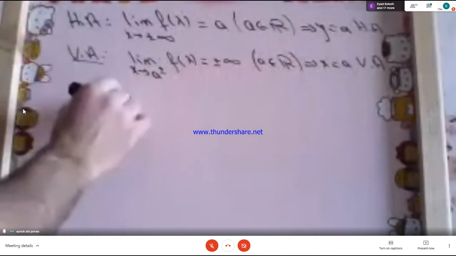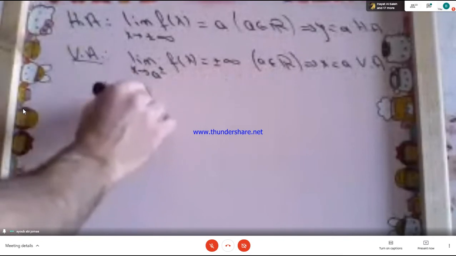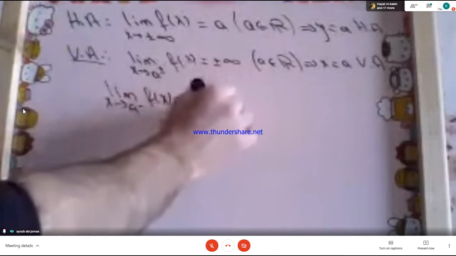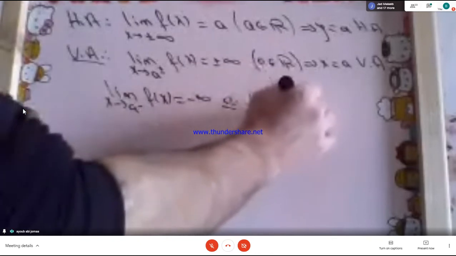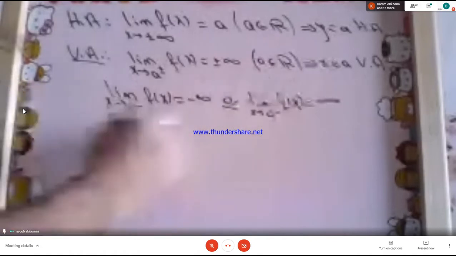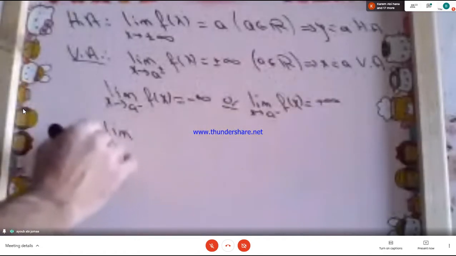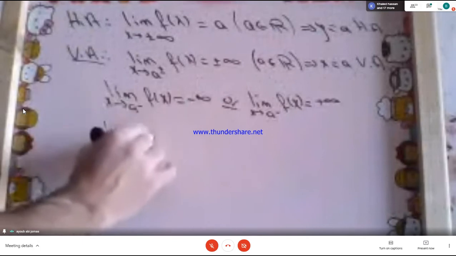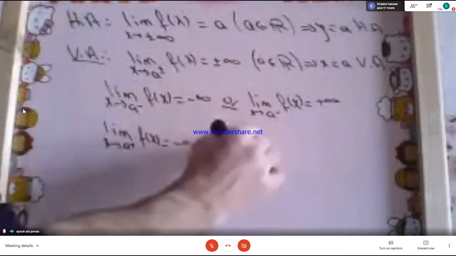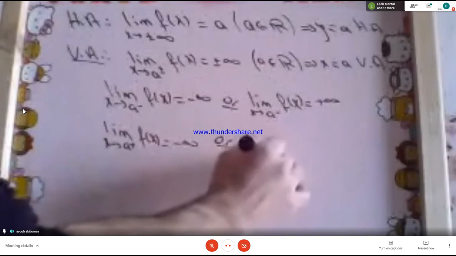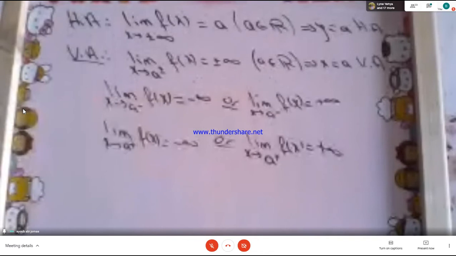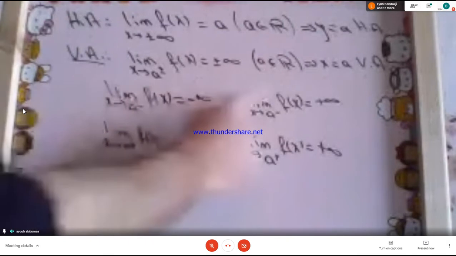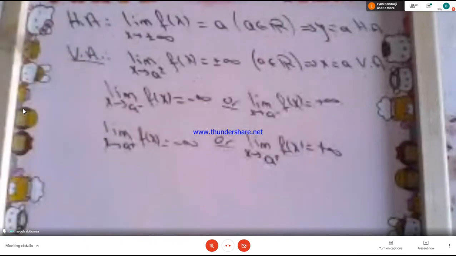If the limit as x approaches a minus is equal to negative infinity, or the limit as x approaches a minus is equal to positive infinity, or the limit as x approaches a plus is equal to negative infinity, or the limit as x approaches a plus is equal to positive infinity. If you have one of these four cases, it's enough to say that x equals a is a vertical asymptote.